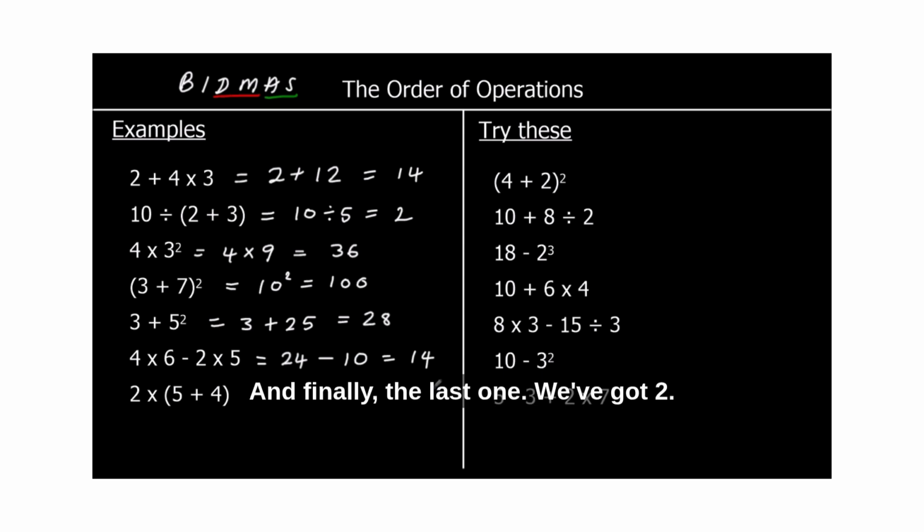And finally, the last one, we've got 2 times 5 plus 4 in brackets. So the brackets are first. 5 plus 4 is 9. So we've got 2 9s, which is 18. Okay, some questions for you to try. So pause the video and have a go at these.